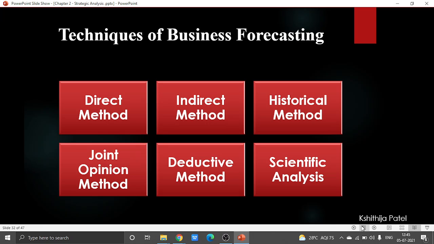Then we have joint opinion. Joint opinion is something like a jury of expert opinion. Here a committee of experts is formed. The members of this committee make surveys of a particular situation or circumstance. Once the survey is made, the opinions of all the experts are taken and thereafter these opinions are analyzed. The forecasts are made on the basis of such opinions.